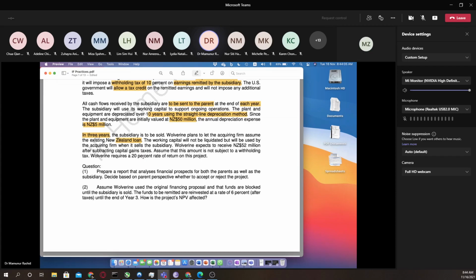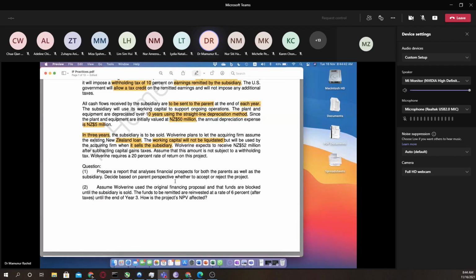The working capital will not be liquidated. This is a very important information. The working capital will not be liquidated, but will be used by the acquiring firm when it sells the subsidiary. So when the parent company sells the subsidiary to the new company that is buying the subsidiary in New Zealand, the working capital, remember New Zealand $20 million that you started with, that amount will not be liquidated. That amount will continue. I'll show you the difference between liquidated and not liquidated later on when we do the solution.